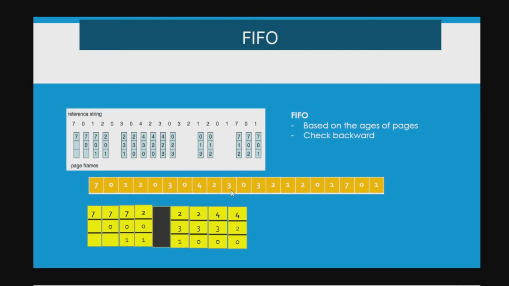The next is 3. 3 is not resident, so you should do a replacement. The longest is 0, so you replace 0. Now we have 4, 2, 3. After 3, we have 0. 0 is not resident, so you replace 4 here because it is the longest. Replace 4 with 0. So you will get 0, 2, 3.